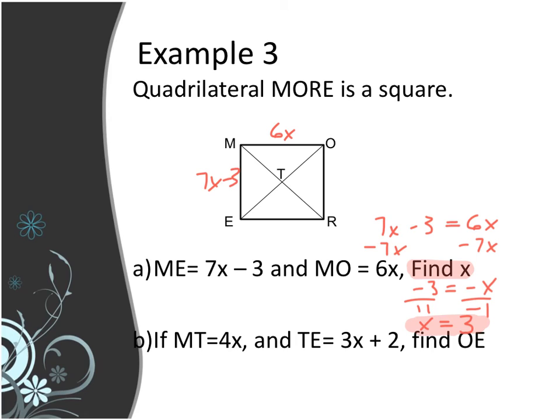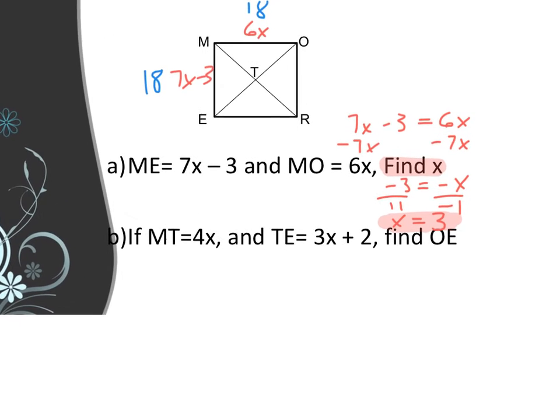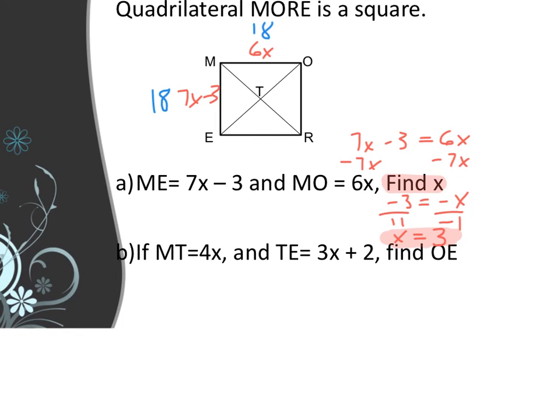We can plug it back in to double check it. It's just more work. What's 7 times 3? 21. And 21 minus 3 is 18, so ME is 18. What is 3 times 6? 18. So they're equal, so we know we got the right answer.